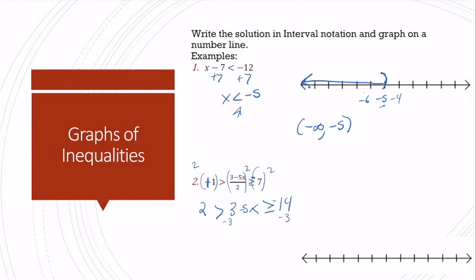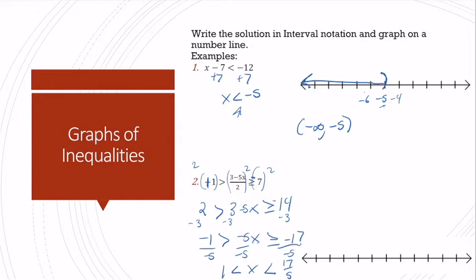I'm going to subtract 3 from both sides. I get negative 1 is greater than negative 5x, which is greater than or equal to negative 17. I divide everything by negative 5. I get 1 is less than x, which is less than or equal to 17 fifths.